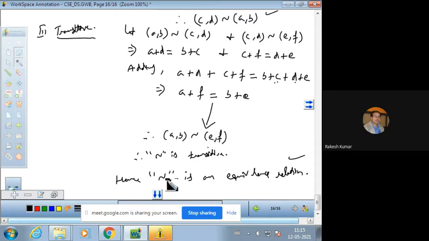This is the symbol which is used for is equivalent to. This symbol has also been used in matrices, if we say that a matrix A is equivalent to a matrix B.